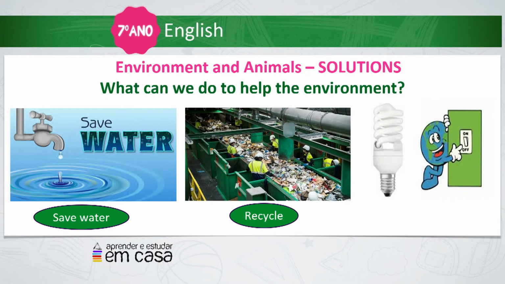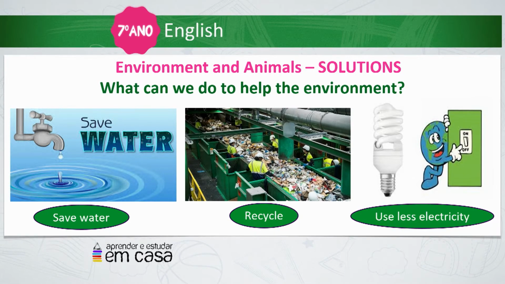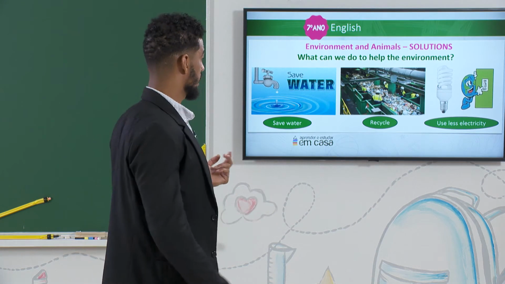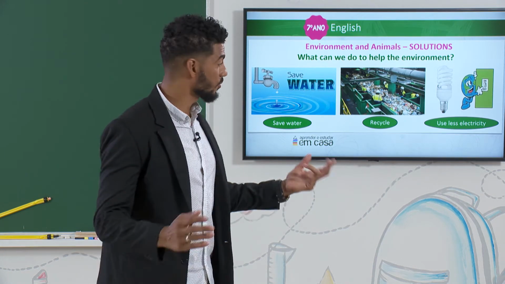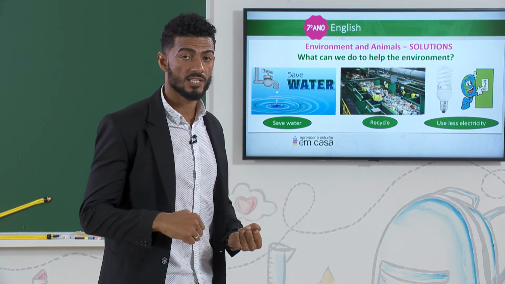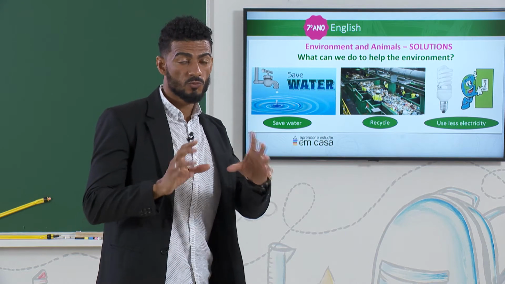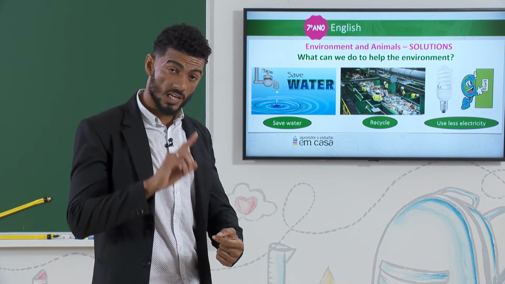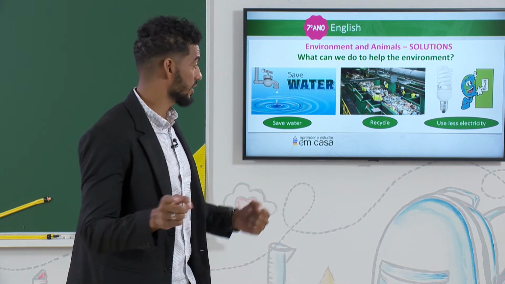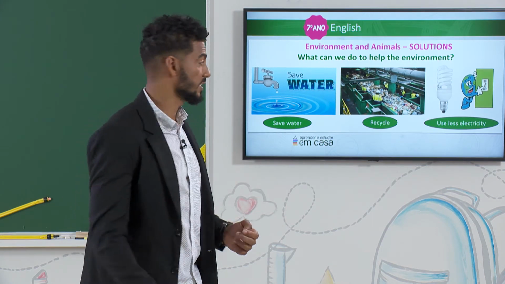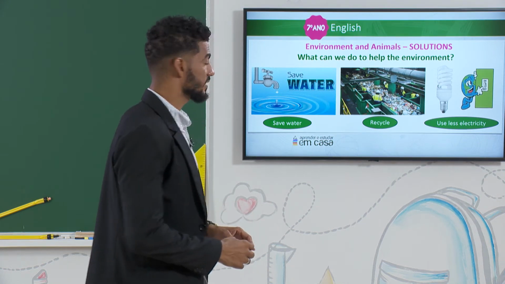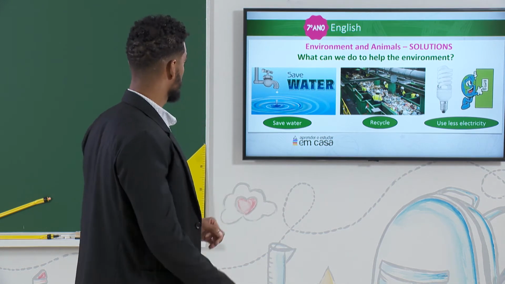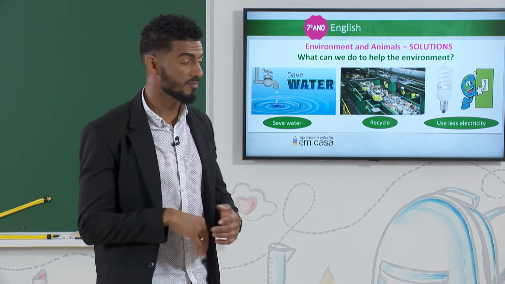And then we have another solution here, that is use less electricity. How do we do that? We should turn off the light. So whenever you are leaving your bedroom, you should what? Turn off your power or the electricity in order to save the planet or to help the environment.